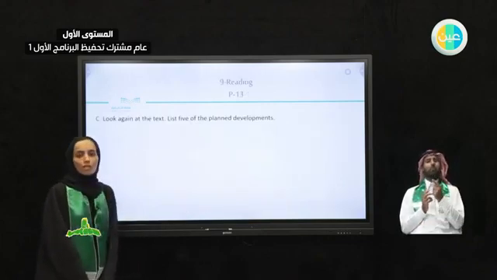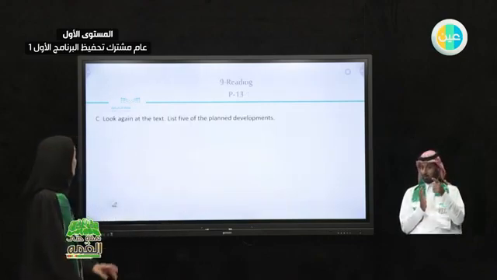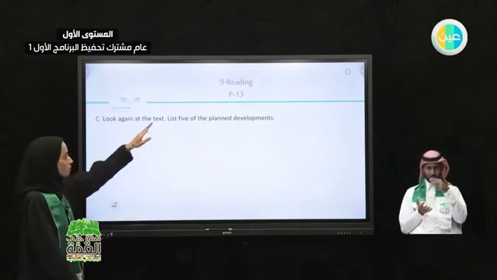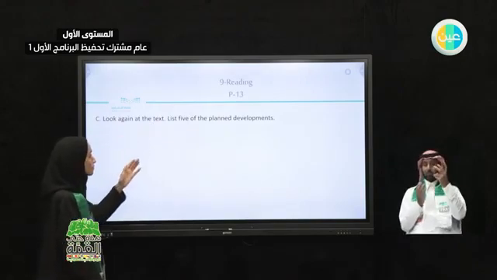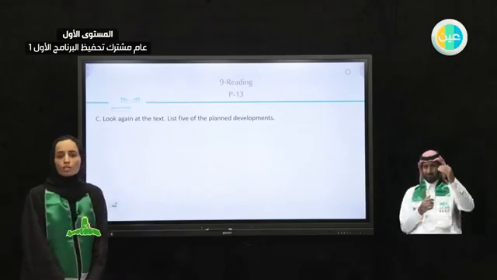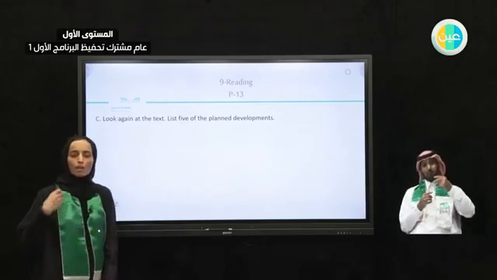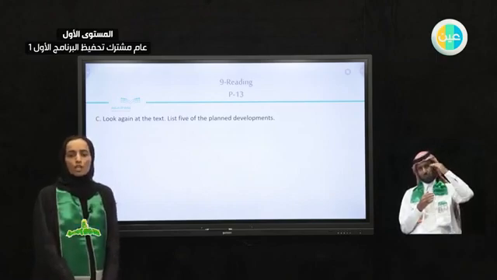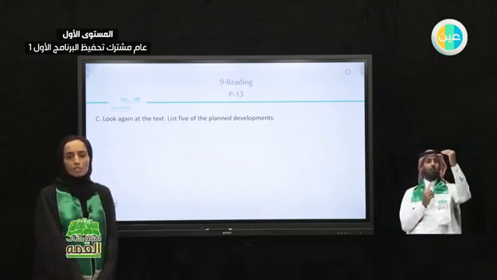Starting with our homework yesterday, we stopped by: look again at the text on page 13. At the text, list 5 of the planned developments. We read about the Saudi developments that are planned to happen in the future. Can you list 5 of these?